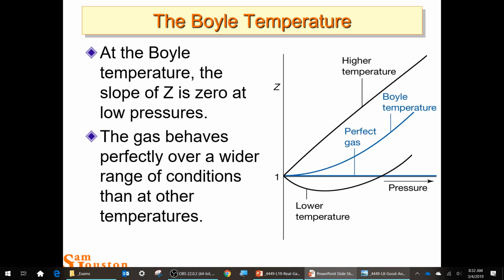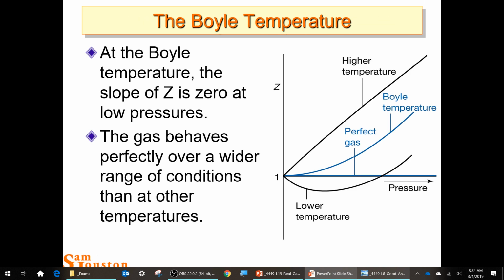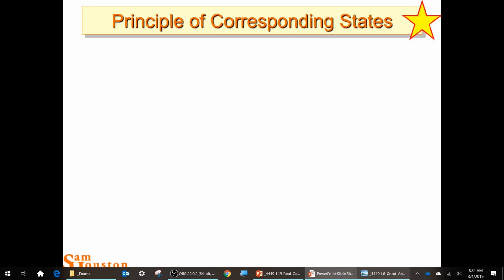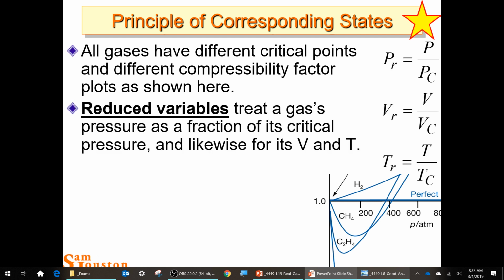So this leads to an important conclusion. We've introduced the compression factor. Let's look now at this principle of corresponding states. There are some homework problems associated with this, which is why I've given it a star. Since all gases have different critical points and a different compressibility factor, like it's shown in this plot here and in previous plots, we can scale the temperature they're at by their critical constants and see what happens. So we can say, let's scale water's temperature by its critical constant and hexane's by its critical constant and see if that ratio matches.